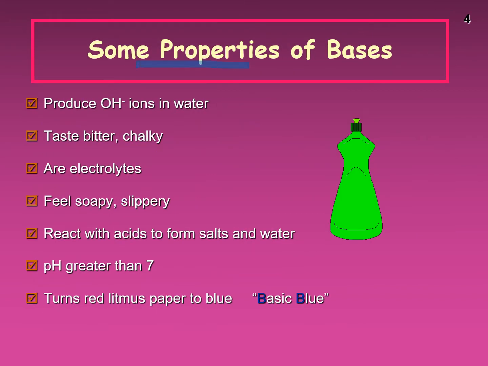Next is properties of bases. Okay, properties of bases are different from the properties of acids. Okay, it produces hydroxide ions in water, tastes bitter and chalky or powderized. It also has electrolytes, feels soapy and slippery. Bases also react with the acids to form salts and water. pH greater than 7, or 8 until 14. And for you to remember, the red litmus paper turns blue, or basic blue.